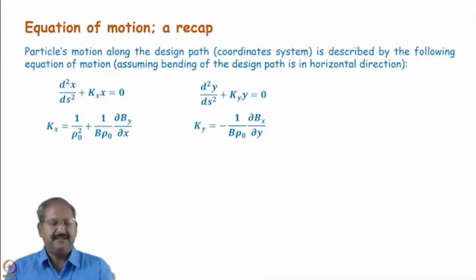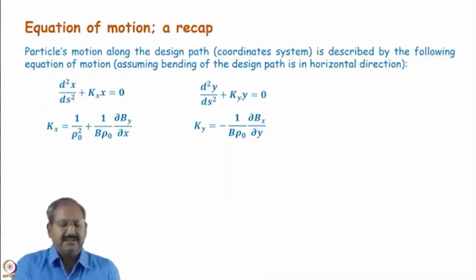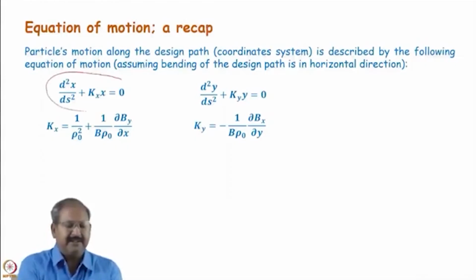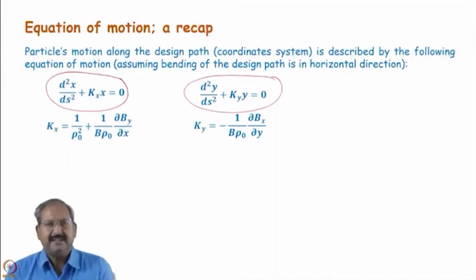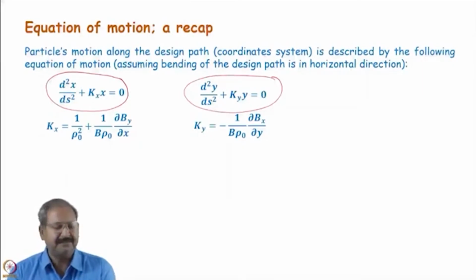Now this is the equation of motion in the horizontal plane, and this is the equation of motion in the vertical plane. Here you can see these equations are much like the equation of a simple harmonic oscillator. However, there are subtle differences. What are those differences? We will see here.